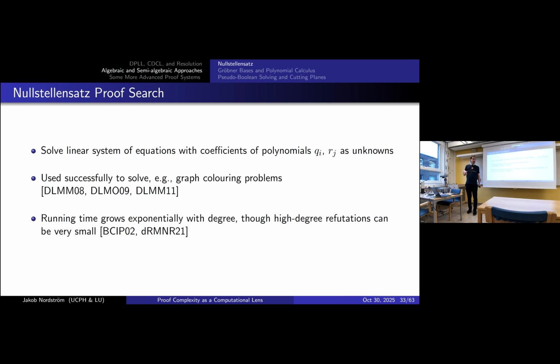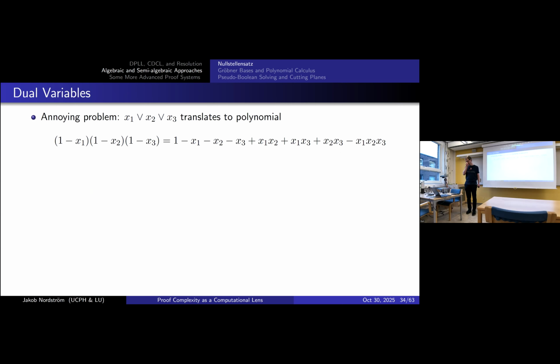But the running time, one reason to care about the degree is that when you set up this system of linear equations, the size will scale exponentially with the degree. So if you require high degree, then it will take a lot of time to find these Nullstellensatz refutations. And this is, in general, not the best way to find a Nullstellensatz refutation, because we know that there can be refutations of very, very high degree that are very sparse, with very few monomials.